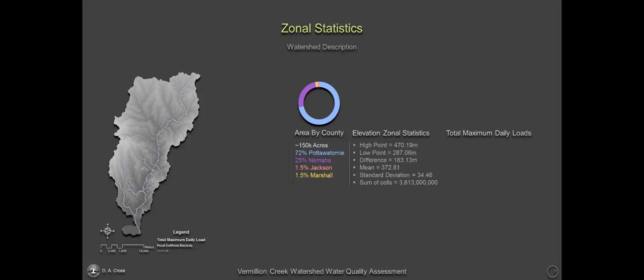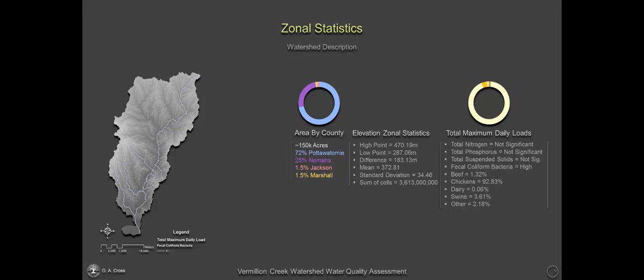Our total maximum daily loads of pollutants, so we took a look at the total nitrogen, phosphorus, and suspended solids and found that the shapefile that was given to us didn't really have anything recorded in those fields, likely indicating that it wasn't significant. However, fecal coliform bacteria was ranked as quite high in our total maximum daily loads. And this is likely because of the amount of livestock residing in our watershed. So there's quite a few chickens, and then coming in second is swine, and then other types of livestock comes in third, followed by beef, and then dairy cows.